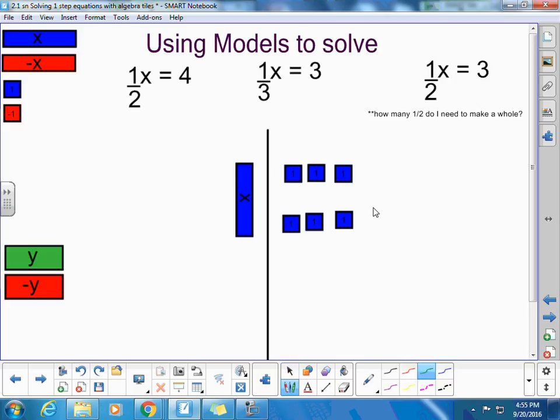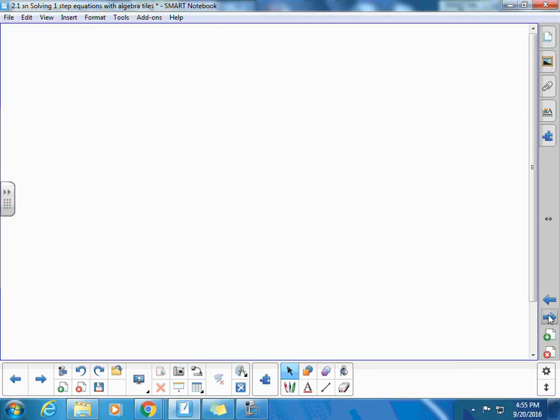And how do we do that mathematically? Multiply by 2 to cancel that out. Then we'd multiply this side by 2 to keep our equation balanced, and we'd have x equals 3 times 2, which is 6. And that is it for today.